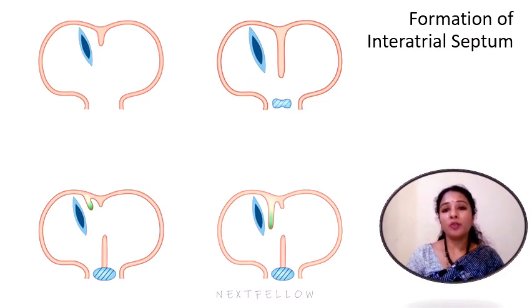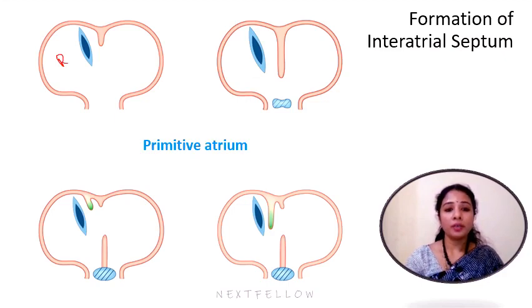Let us continue with the formation of interatrial septum. Interatrial septum divides the primitive atrium into right and left atria. The interatrial septum is formed by two septa which are called septum primum and septum secundum. What you are seeing in the schematic image, all four images are the primitive atrium, this side is the right atrium. This is the sinoatrial orifice, which is the communication between sinus venosus and primitive atrium.